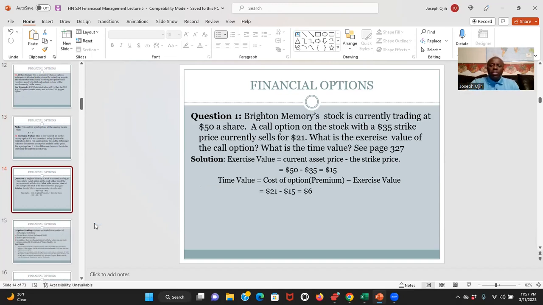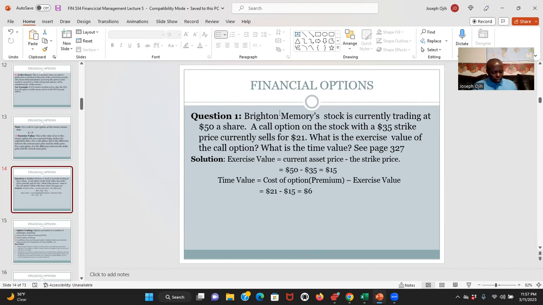It says, Bright Memory stock is currently trading at $50 per share. A call option on the stock with a $35 strike price currently sells for $21. What is the exercise value of the call option and what is the time value? So I always encourage my students to use Excel when doing math like this. So I'm going to put this in Excel. Let me write down these numbers.